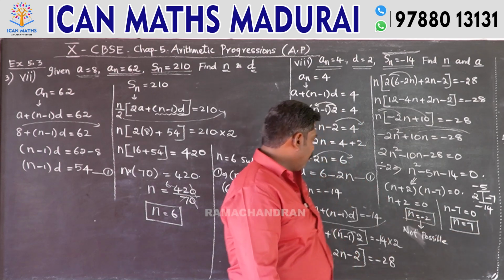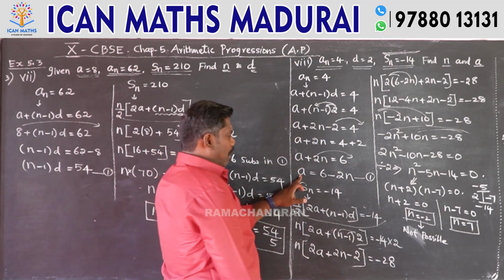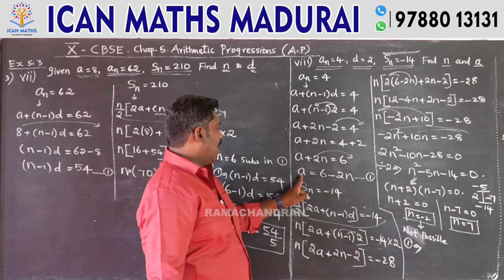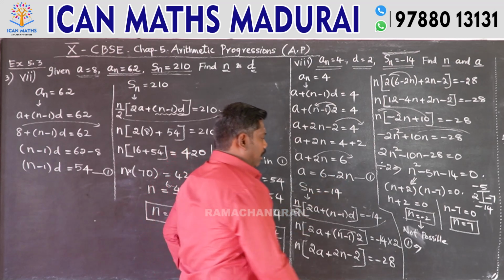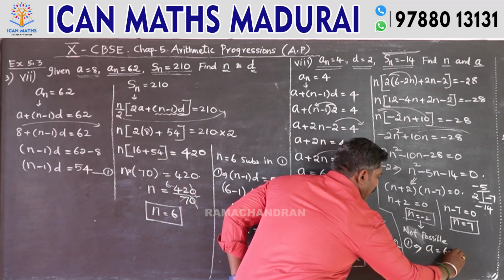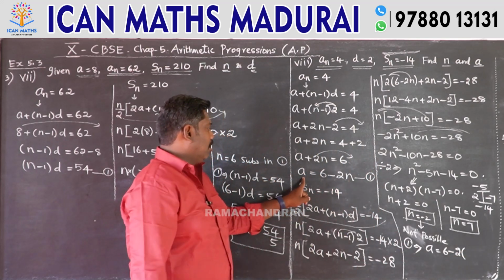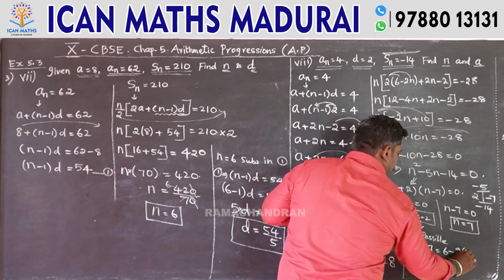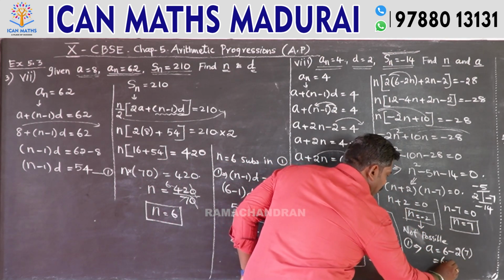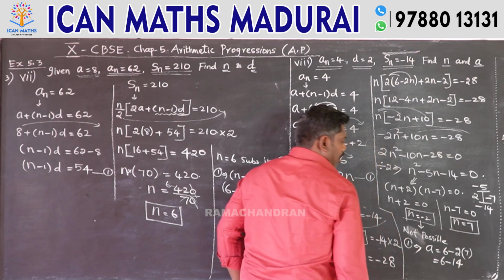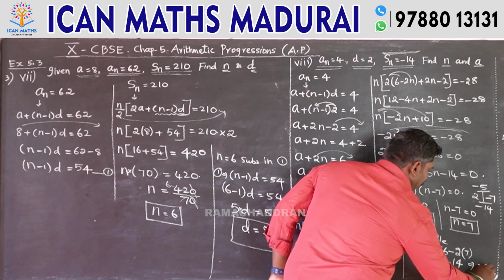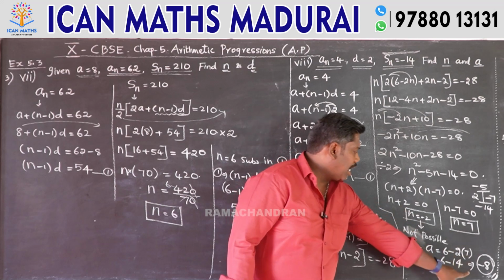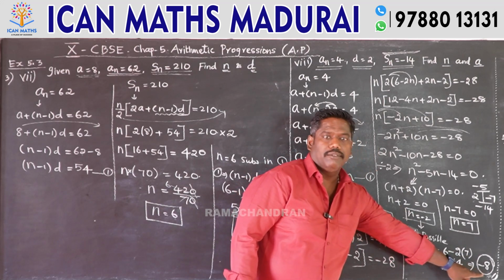Then what is the value of a? You can substitute here in equation number 1. Equation number 1 becomes a is equal to 6 minus 2n. Instead of n, now we can substitute 7. So 6 minus 2 sevens are 14. The final answer is minus 8. This is the value of a. The n value is 7 and the a value is minus 8. Okay.